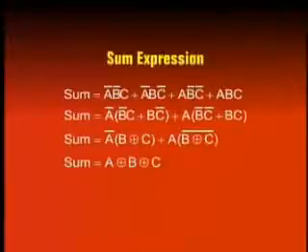So the expression can be rewritten in the form A bar into exclusive OR between B and C plus A into exclusive NOR between B and C. Exclusive NOR is represented by the plus sign within a circle and a bar over the entire expression. Finally, the expression can be simplified to A exclusive OR B exclusive OR C.